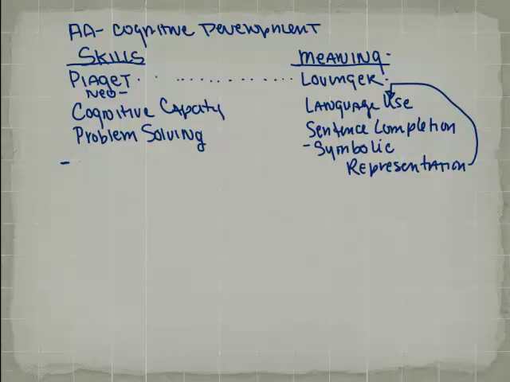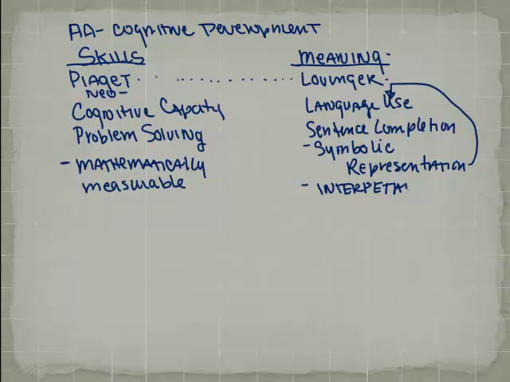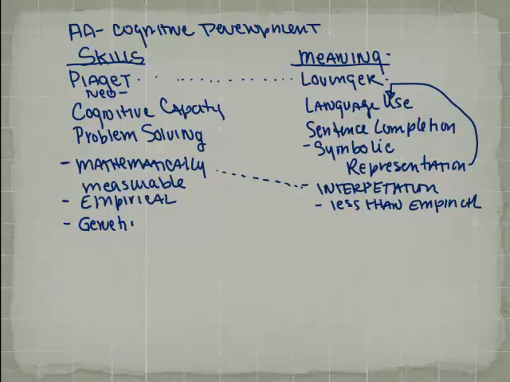The skills models tend to be more mathematically measurable and reducible, whereas the meaning models tend to require a great deal of interpretation, not surprisingly. And this is a contention between them, because there is a contention that this is empirical work and this is less than empirical. The skills models tend to emphasize what Piaget is known for as genetic epistemology. In other words, that there are genetically inherited structures that proceed in genetically inherited stages.